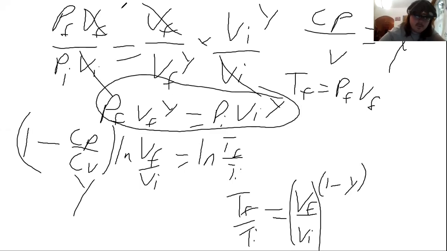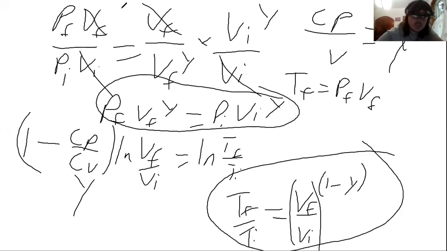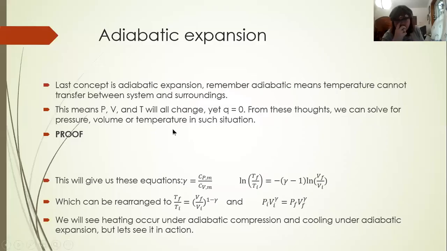So that's one version. There's another version, essentially allowing us, under this crazy adiabatic equation, to calculate one of our ideal gas variables when we can't possibly know it any other way. That's what this will allow us to do. Okay. So heating occurs under adiabatic compression and cooling under adiabatic expansion, and we'll see it in action.